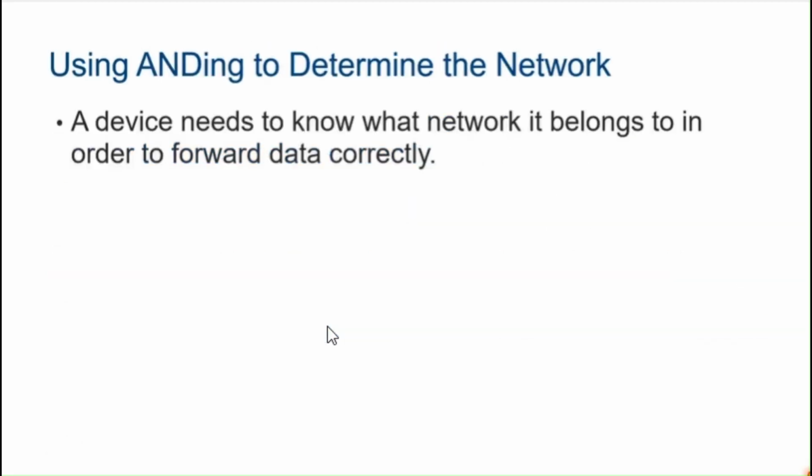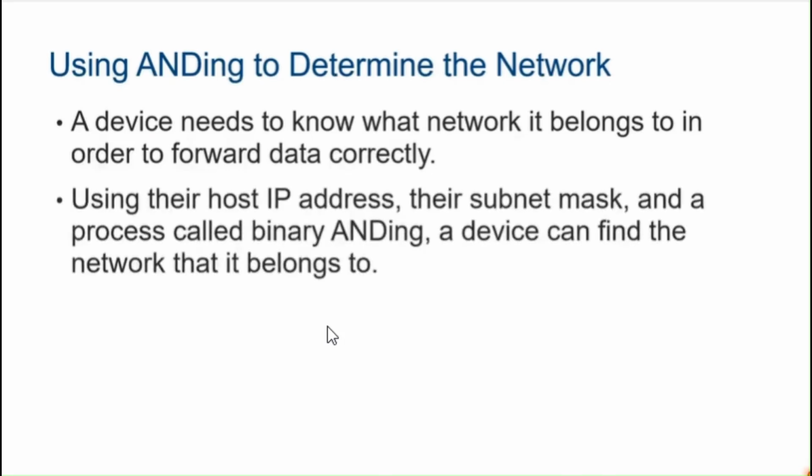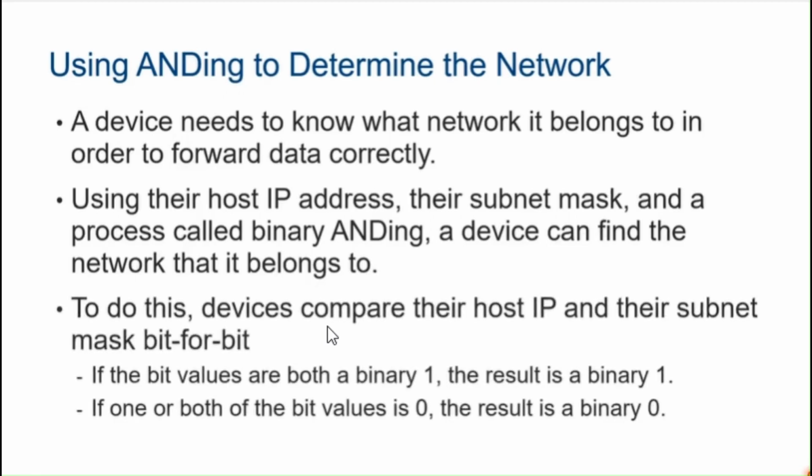In order to forward data, a device needs to know what network it's on. Using their host IP address, their subnet mask, and a process called binary ANDing, a device can find what's referred to as the network address. This address represents the network to which the host belongs and will be slightly different than its host IP. To do this, the device compares their host IP and their subnet mask bit for bit. If the bit values are both a binary 1, the result is a binary 1. If one or both of the bit values is 0, the result is a binary 0. Let's take a look at an example.